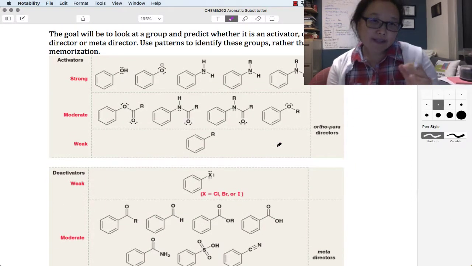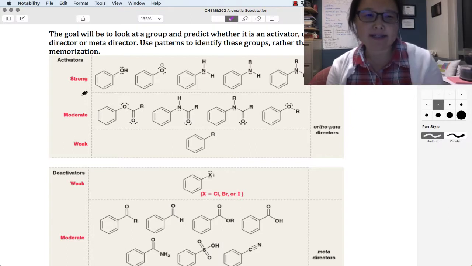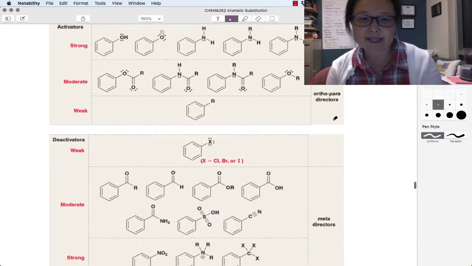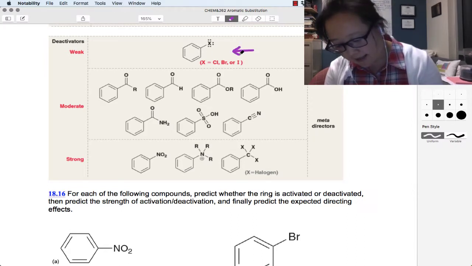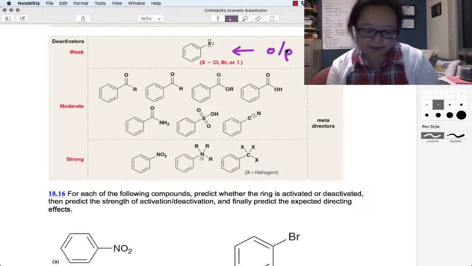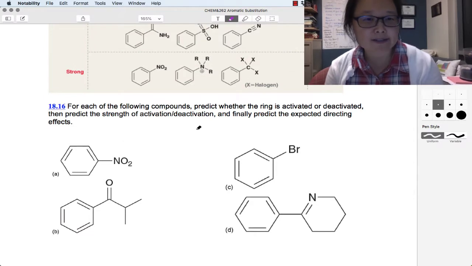Okay, so our goal is you want to be able to look at a substituted benzene, and based on what group is on it, tell whether it is an activator or deactivator, and then whether it is an ortho-para director or a meta director. And notice there's a trend. Activators tend to be ortho-para directors, and deactivators tend to be meta directors, except for halogens. Halogens are technically ortho-para directors. So let's apply this, okay? And you can use the chart until you get used to it.